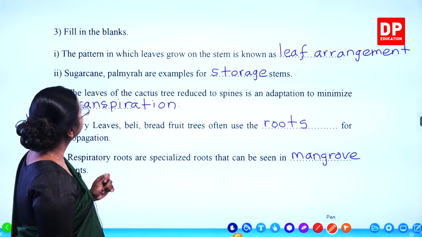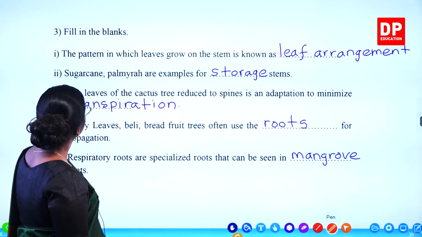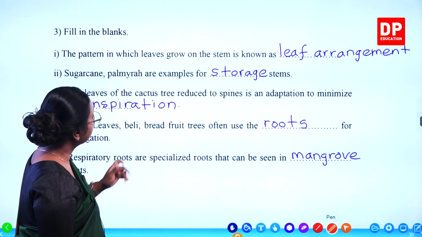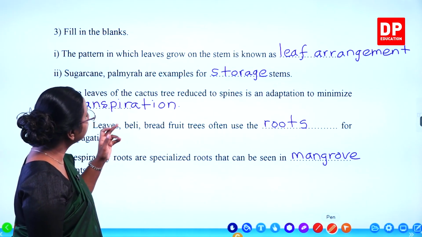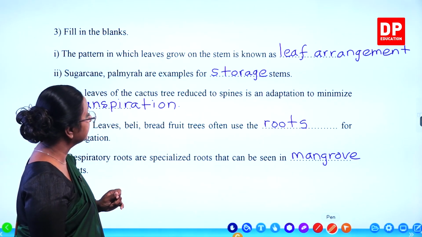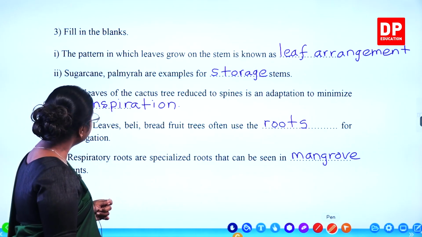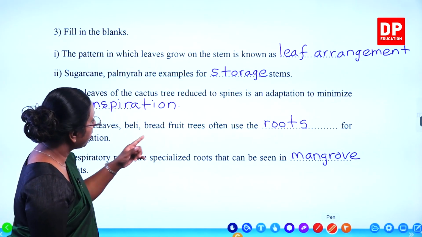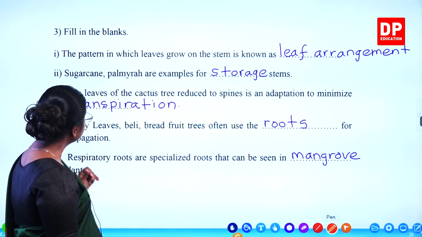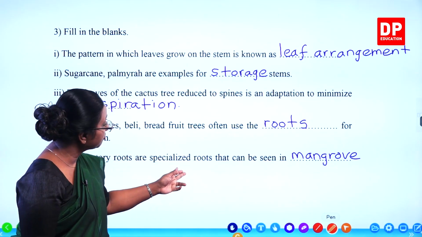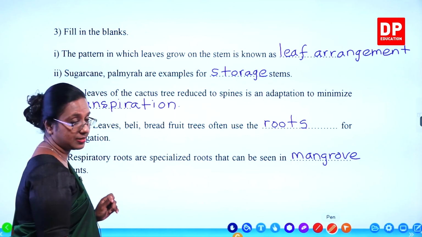The pattern in which leaves grow on the stem is known as leaf arrangement. Sugarcane, palmyra are examples for storage stems. The leaves of the cactus tree reduced to spine is an adaptation to minimize transpiration. Curry leaves, belly, breadfruit trees often use the roots for propagation. Respiratory roots are specialized roots that can be seen in mangrove plants.